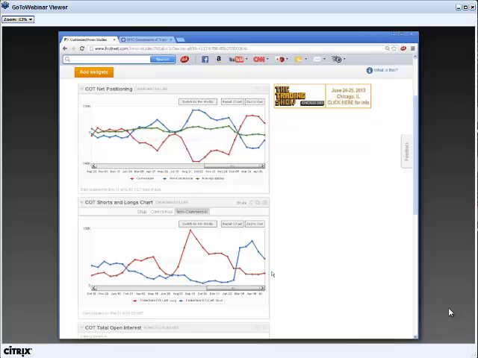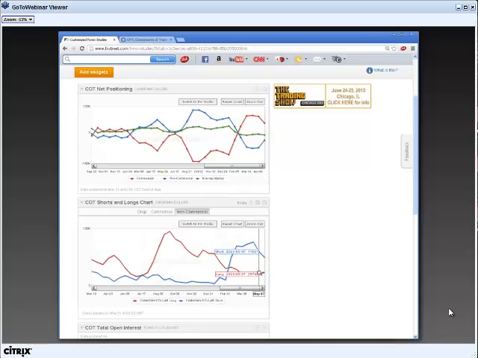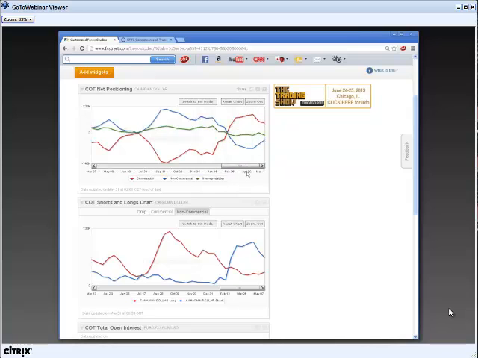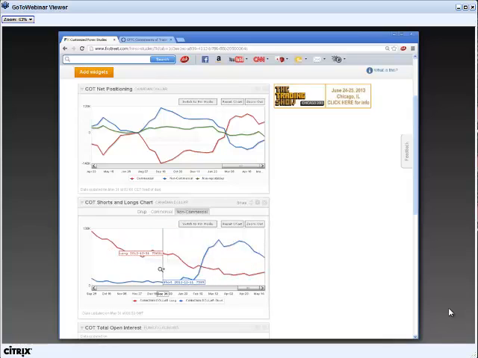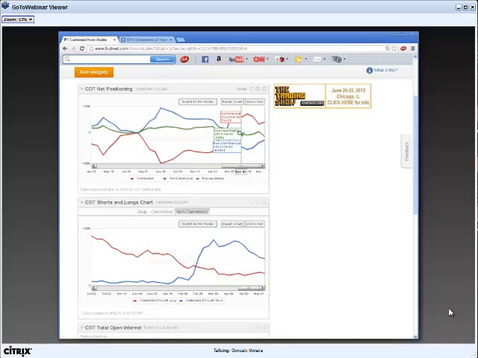Let me see if we have the correspondence here. Let me just check. I need to zoom some more just to have the latest data here. Okay, here for instance, we are looking at the non-commercial net positioning, the COT net positioning. Here is the blue line. For non-commercials, we see they are becoming less net short.